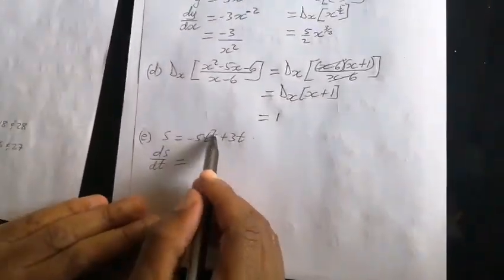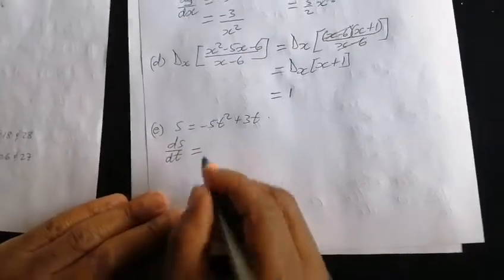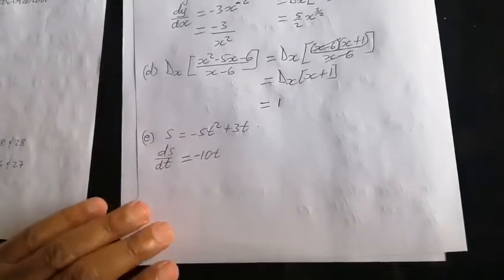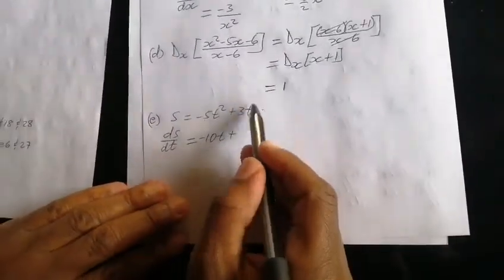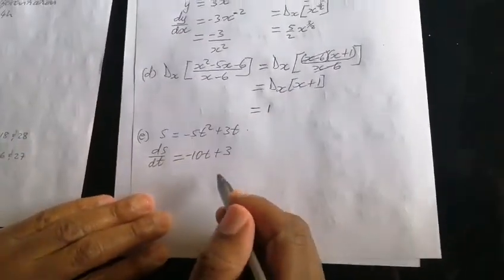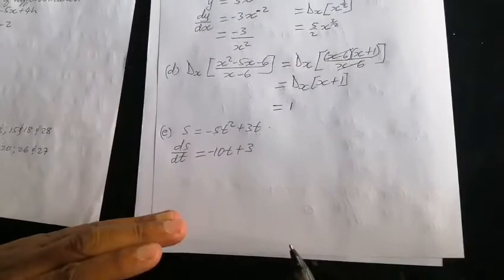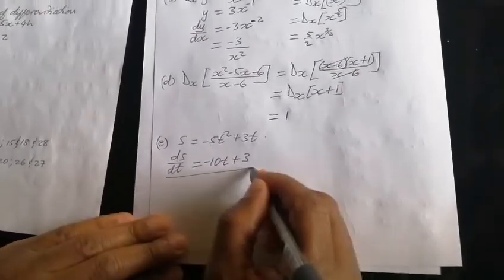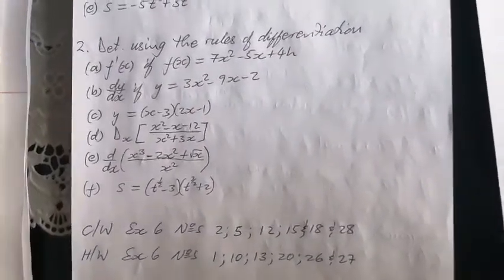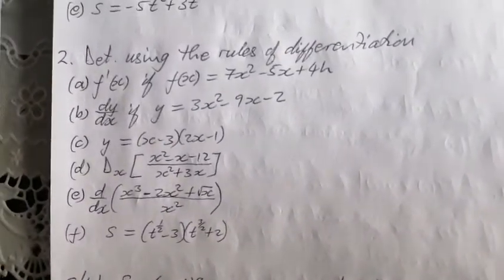So we go on. The 2 goes down to multiply the minus 5. You get minus 10, t to the power 2 minus 1, that's 1. Plus the 1 comes down to multiply the 3. We get 3, that's t to the power 1 minus 1, which is t to the power 0, which is also 1. So we have found the derivative of this function. Then we are moving on to question 2. Question 2 is saying, determine using the rules of differentiation.